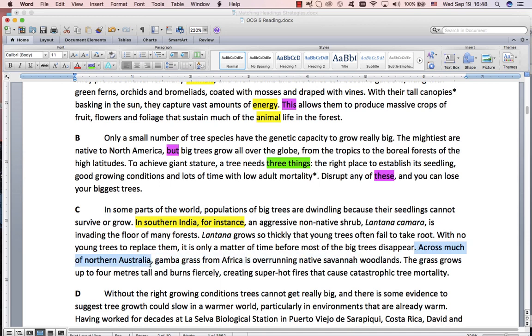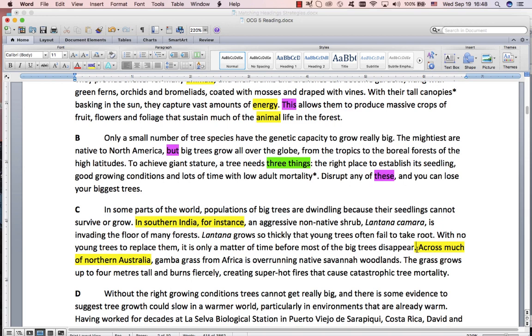Across much of northern Australia, there's new linking language that we missed the first time around. A kind of grass from Africa. So we've got a shrub, and we've got a grass from Africa that is overrunning the woodlands. The grass grows up to 4 meters tall and burns, creating fires that cause tree mortality, catastrophic. So basically, the structural language gives you this paragraph. It's 2 examples. They didn't use linking language here.